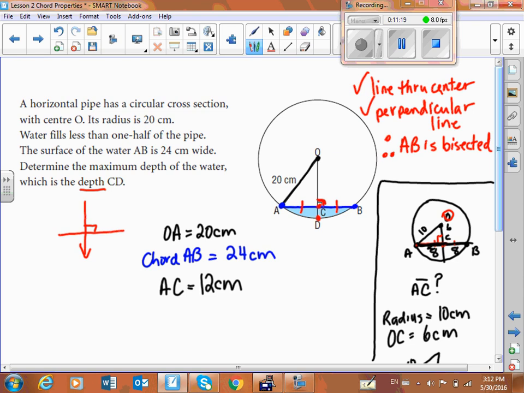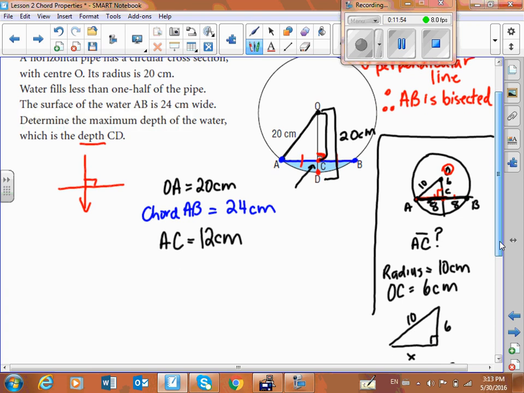Now, I'm finding CD. This is a two-step problem for me because CD is just sitting here all by itself. It's not part of a right angle triangle. I do want to point out that O to D is also a radius and is 20 centimeters because we know radiuses in the circle are equal. So if I can figure out O to C, I could take that away from 20 and I would get CD.